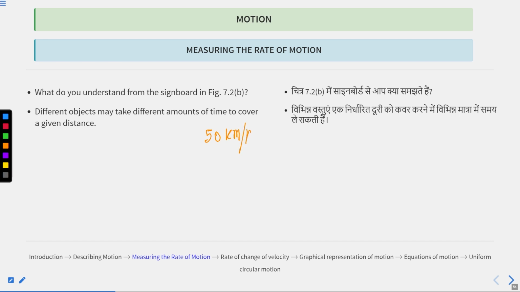50 kilometer per hour is the speed limit, means you can only cover up to 50 kilometer in 1 hour. You can't go more than it. It's your limit. Your vehicle can go, but you cannot go with that speed. So different objects may take different amounts of time to cover one distance. That ball was covering 143 kilometer per hour, and the speed limit for the truck was 50 kilometer per hour. So the truck can only cover 50 kilometers in 1 hour maximum.